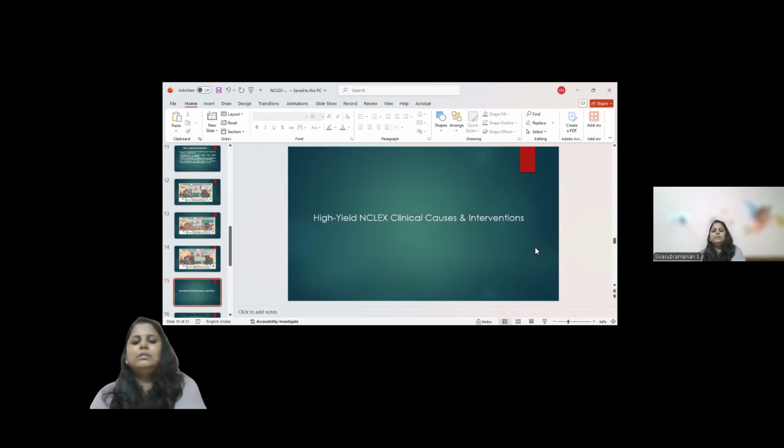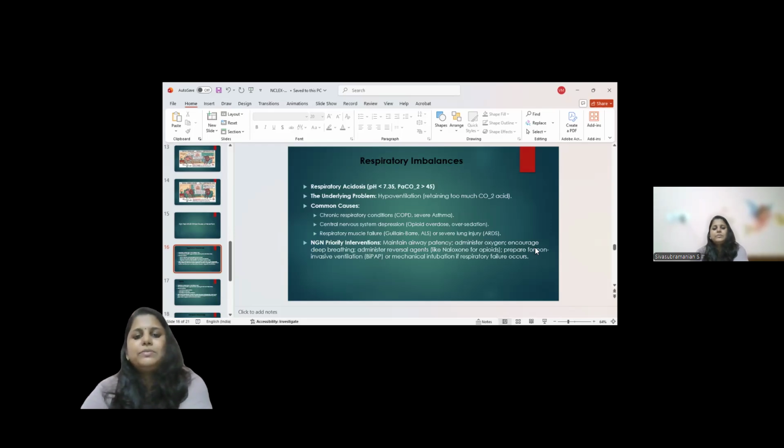So now we are in the next phase: how we can identify the clinical causes and interventions for respiratory and metabolic acid-base imbalances. That is very essential for high-yield NCLEX case studies. Sometimes you may receive such questions. So first we discuss the respiratory imbalances.